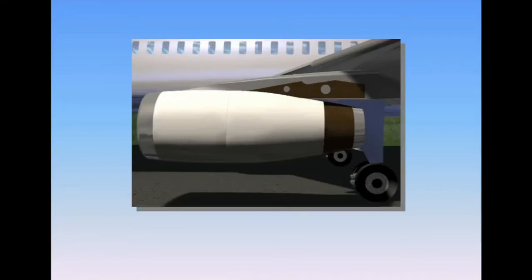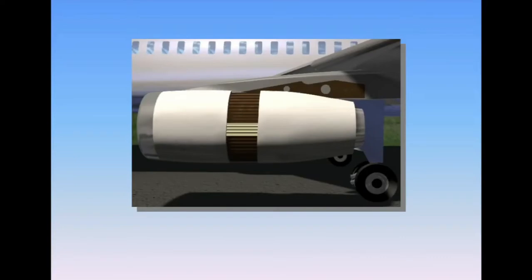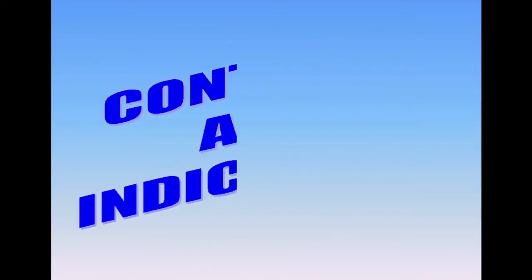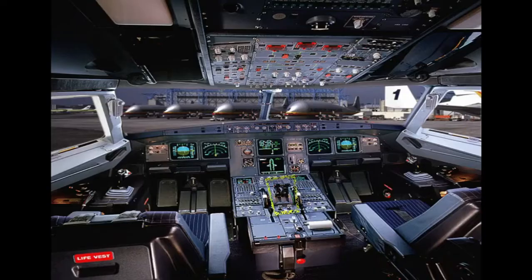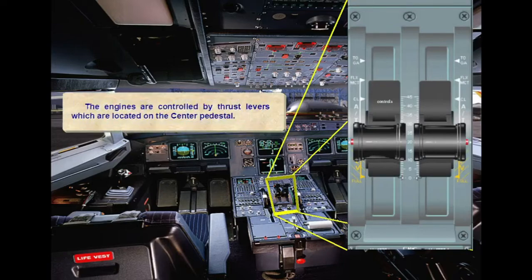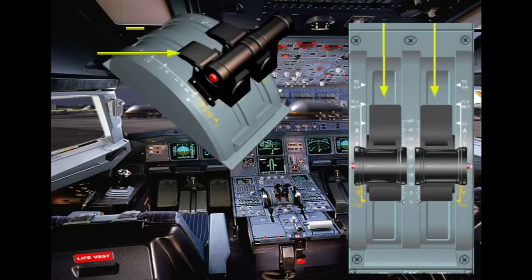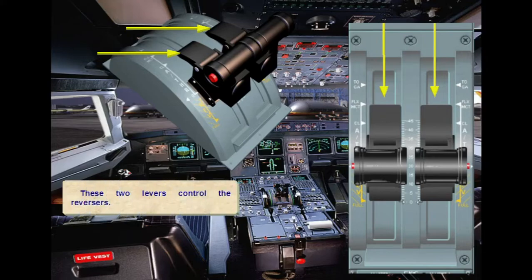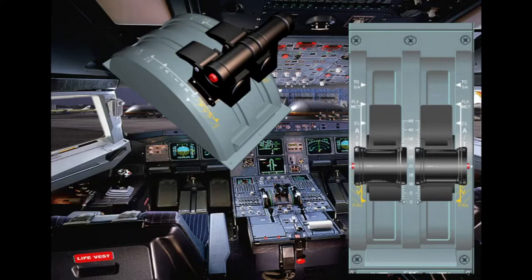Each engine is equipped with reversers. The engines are controlled by thrust levers, which are located on the center pedestal. These two levers control the reversers. The autothrust can be disconnected using the two red buttons, which are called instinctive disconnect push buttons.